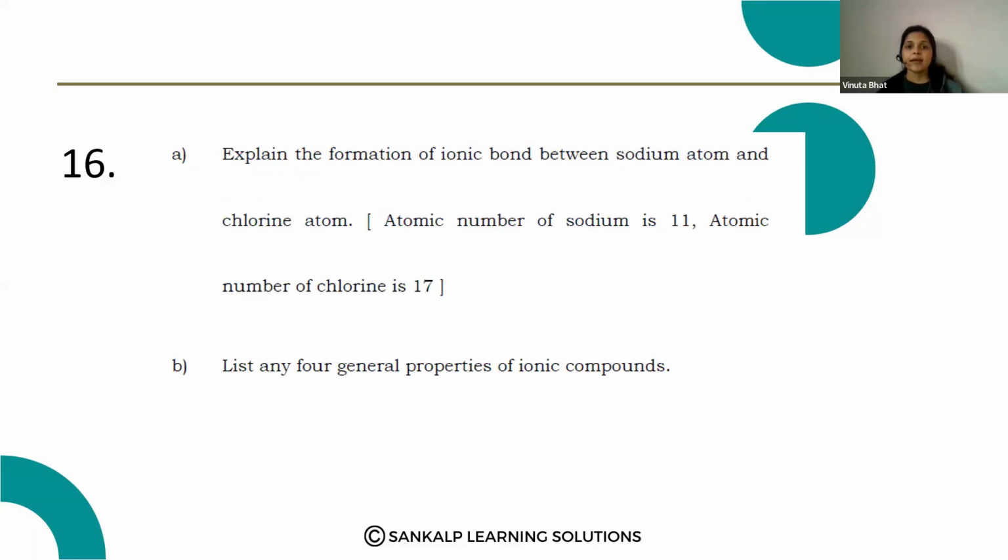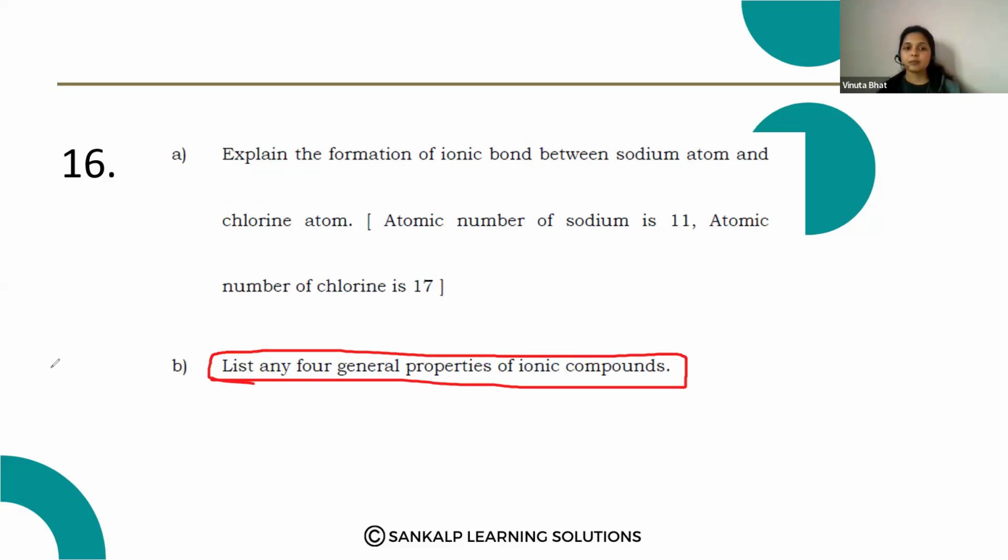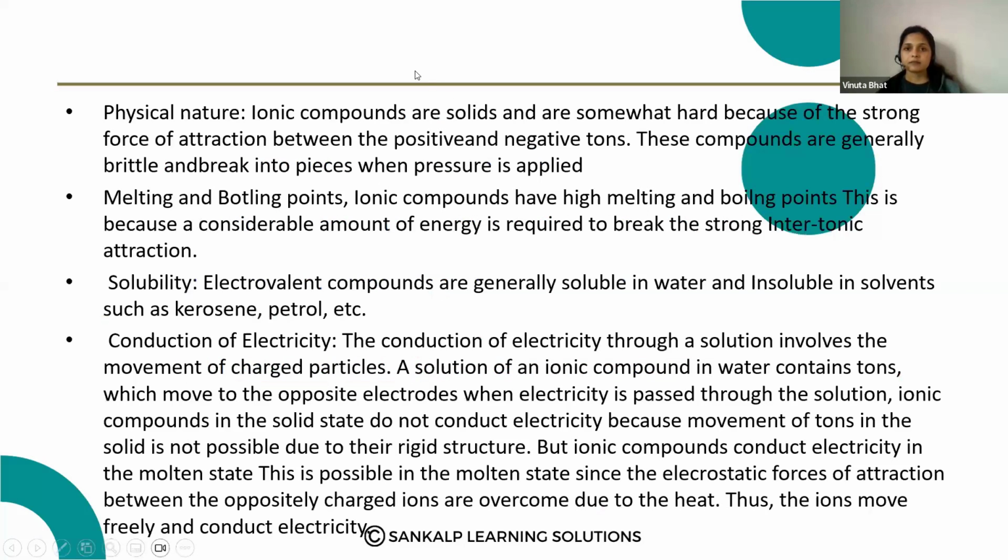Next question. Explain the formation of ionic bond between the sodium atom and the chlorine atom. Then list any four general properties of ionic compounds. This is very important. Repeatedly, this question is asked in different question papers. What are the physical natures of the ionic compounds?